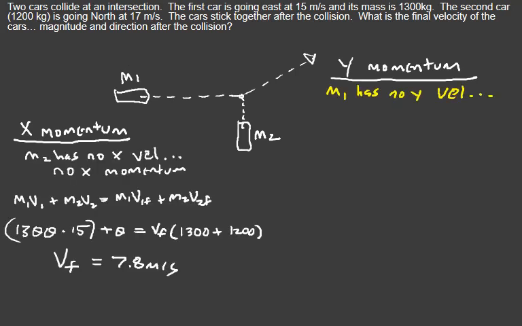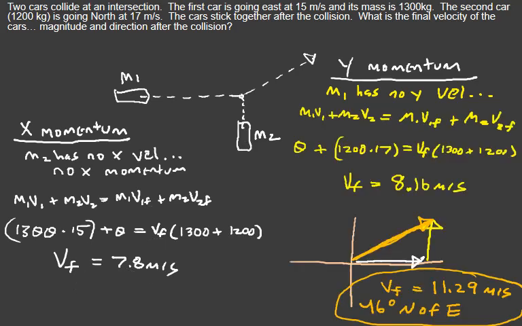All right, so for this one, mass 1 is 1,300 kilograms multiplied by 15 meters per second. Car 2 has no x velocity, so it's just going in the y. There's no x velocity starting out. And then afterwards, we find the final velocity. We factor out v final because they're stuck together afterwards. We add our masses, so we factor out v final. Should get 7.8 meters per second in the x. This is v final in the x only.